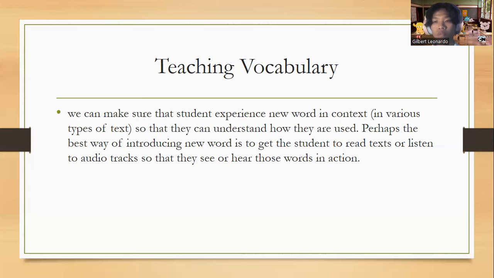So what's wrong in the sentence? The verb, you must change it into past form. So instead of "they go," it's "they went to the store yesterday." Perhaps the best way of introducing new words is to get the students to read texts or listen to audio tracks so that they can see or hear those words in action.